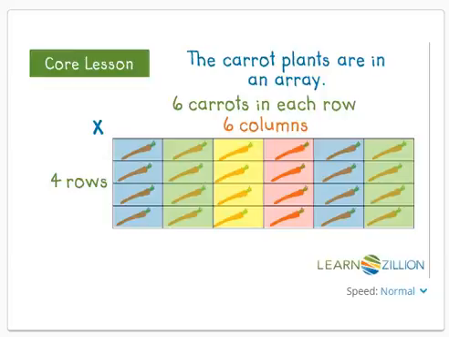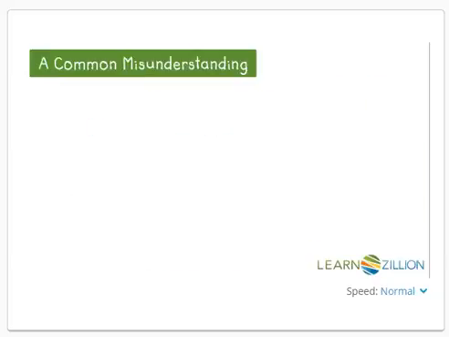We can read an array from left to right to build a multiplication equation. So this is 4 rows times 6 columns. 4 times 6 equals 24. There are 24 carrot plants in the garden.